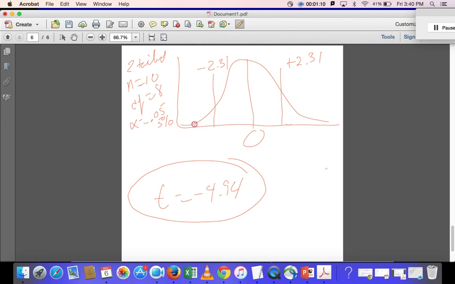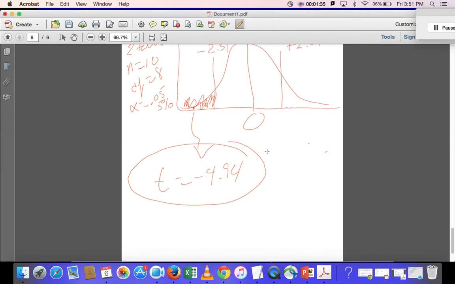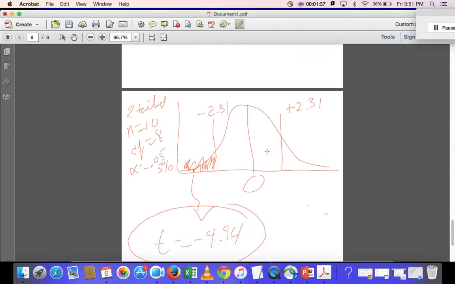4.94 lands roughly over here. So here is t negative 4.94. It falls all the way over here inside of the region of rejection. So in terms of our statistic, that's good news because now we're able to identify if there are significant differences between smokers and non-smokers. So in our particular case, our statistic lands inside the region of rejection.